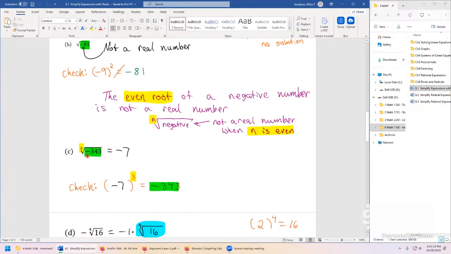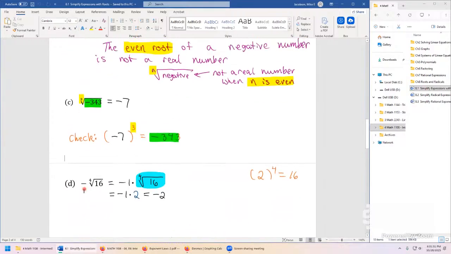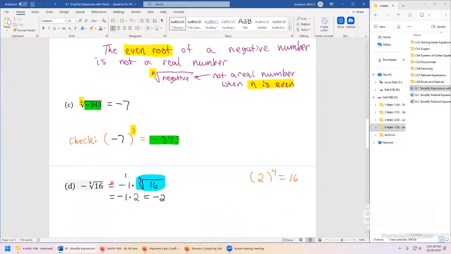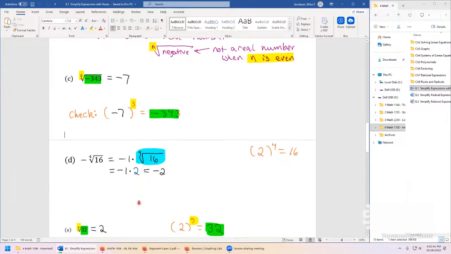However, if it was a negative inside a cube root or any odd numbered root, this one did have an answer. Take negative 7 to power 3, and it becomes a radicand, negative 343. So the major issue was this was a square root, the index was even, with a negative on the inside. This one was defined because we had the negative on the outside. It's just shorthand for negative 1 times the fourth root. 2 to the power 4 came out as 16. So this whole fourth root turned into a 2.